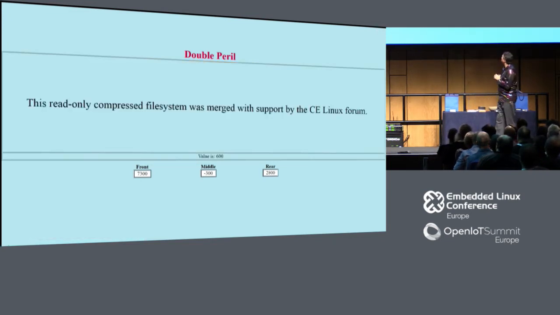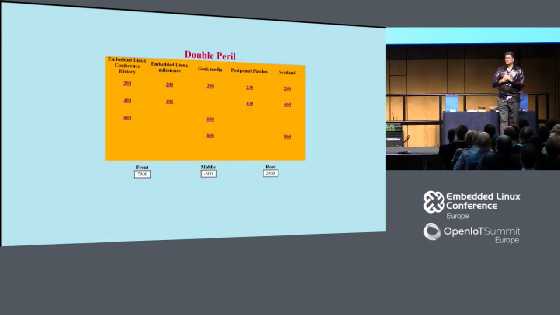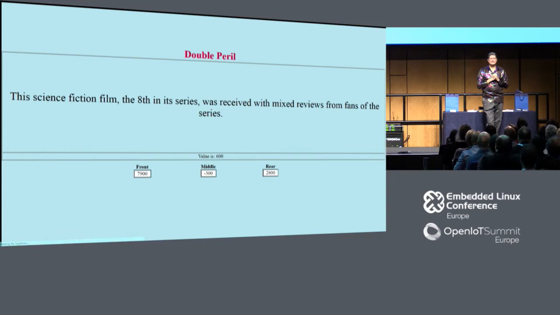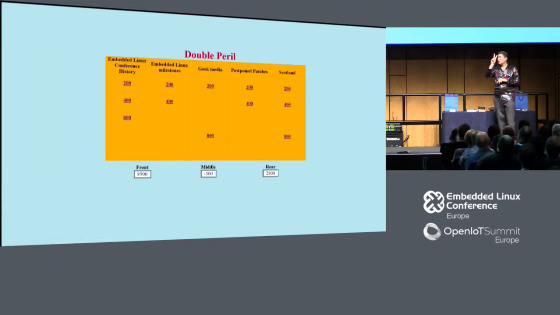Okay, so postpone patches for 600. Right here. That is correct. Squash FS. Okay, go ahead. What is the Last Jedi is correct. All right. Okay, 2 more. So go ahead. Geek Media for 800.